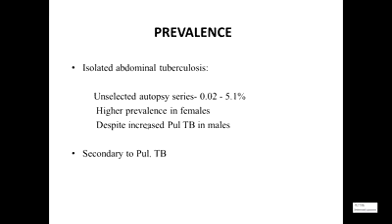Isolated abdominal tuberculosis in unselected autopsy series is 0.02 to 5.1%, with higher prevalence in females despite increased pulmonary tuberculosis in males. It is secondary in 25 to 30% of the cases. So there is coexistent pulmonary tuberculosis in abdominal tuberculosis.